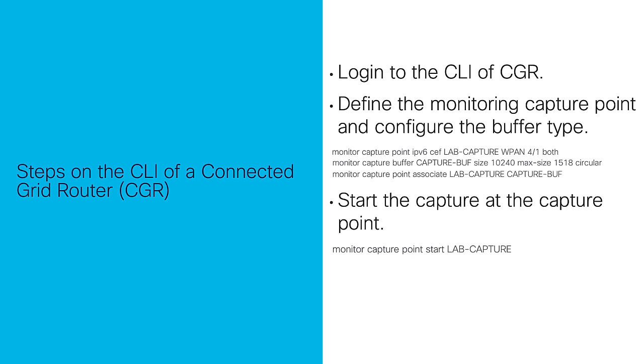Step 1. Log into the CLI of the CGR using SSH. Step 2. Define the monitoring capture point and configure the buffer type. We define a capture point for the capture. In this case, it's the Wpan module on the router where the capture will be performed. The configuration shows capturing packets on the Wpan module in both directions.